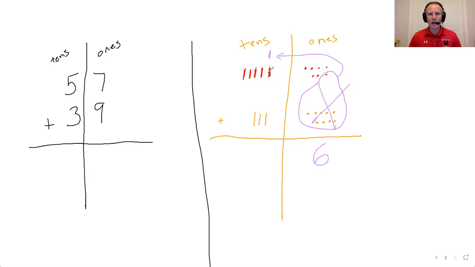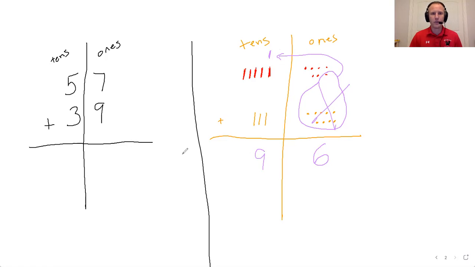Now I have 5 tens plus 1 ten is 6 tens, plus 3 more tens is 9 tens altogether. Or another way to look at that is 5 plus 3 is 8, plus 1 more is 9. That's the more traditional way to do it. So we end up with an answer of 96.